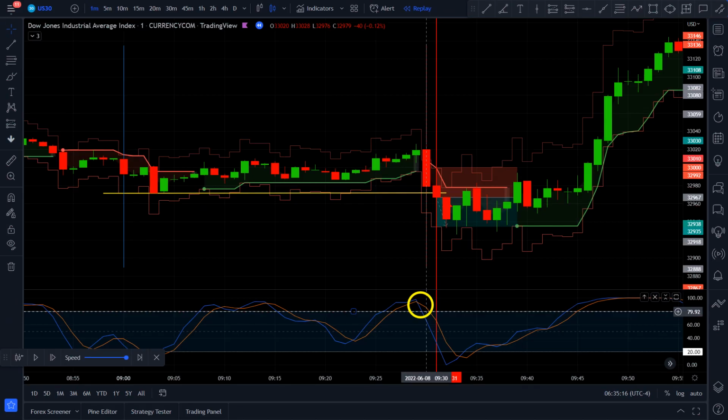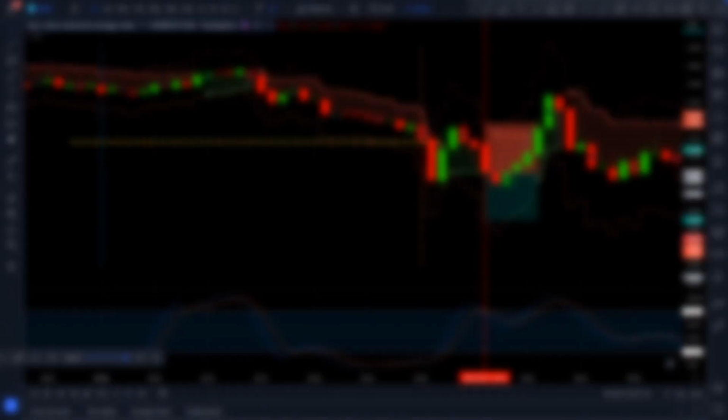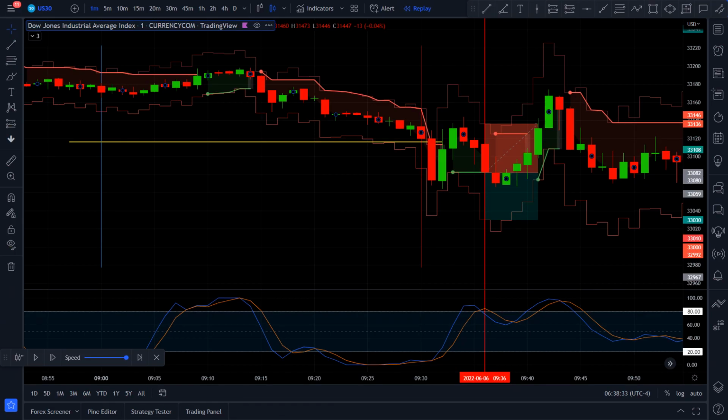If we had a stochastic cross down within the last 3 candles, we can enter into a short position. If not, then we wait until the stochastic line goes above the 80 line and then crosses down. Whichever happens first, we enter into a short position on it.